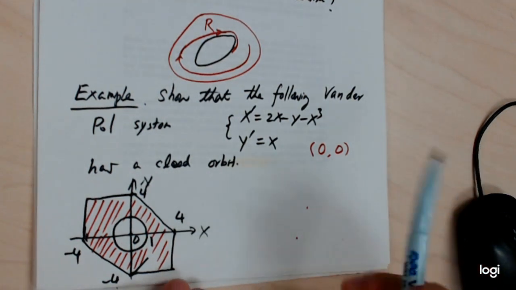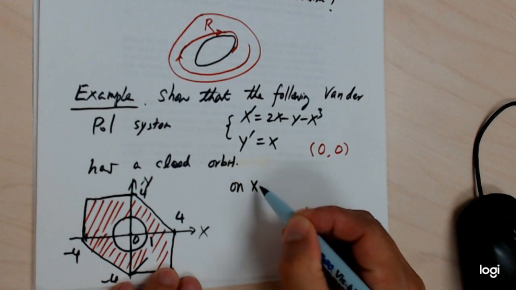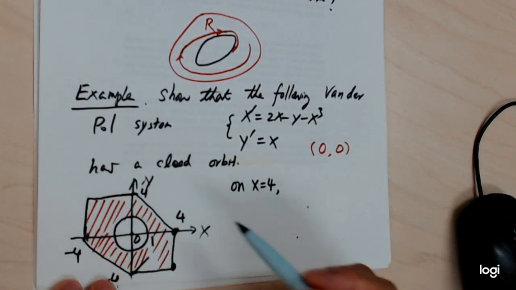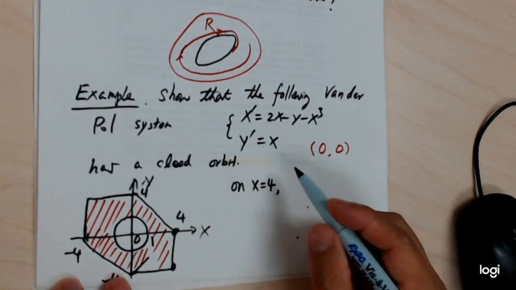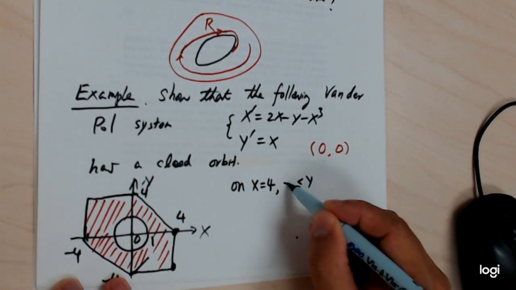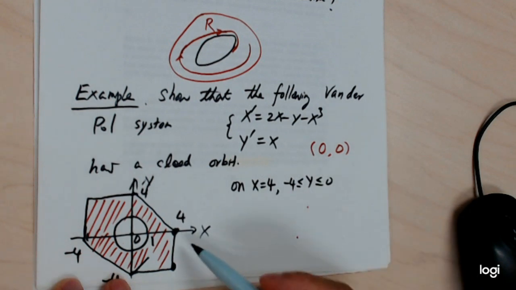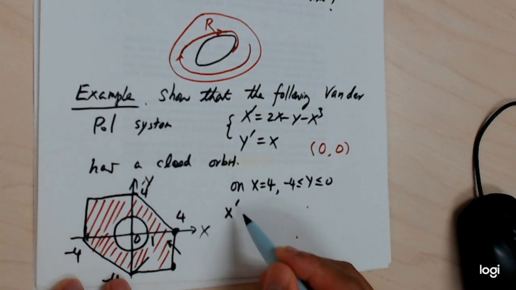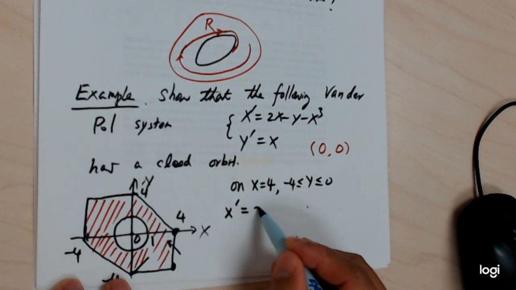So let me show you that on x equal to 4, along this edge, this is the part that I'm trying to do first. I have to go through all the edges, including the circle inside. Along this one, I want to show everything is pointing inward. It's not coming out. So I'm going to calculate dx/dt. I look at x prime. I want to show this is negative.